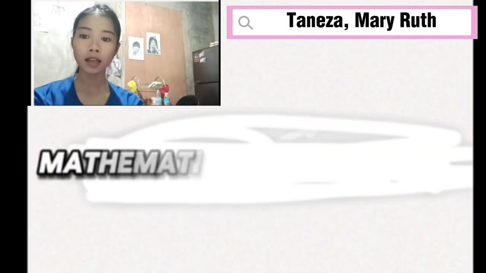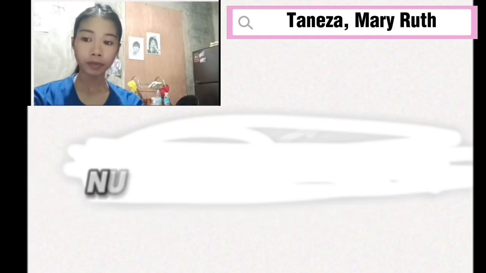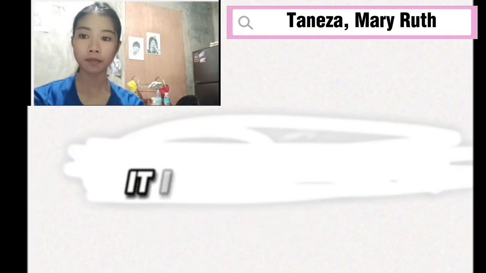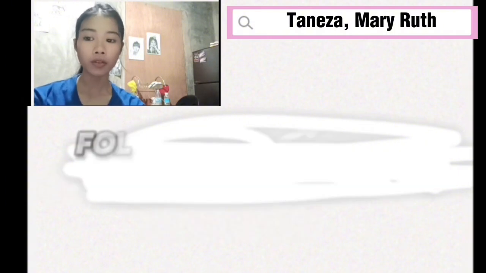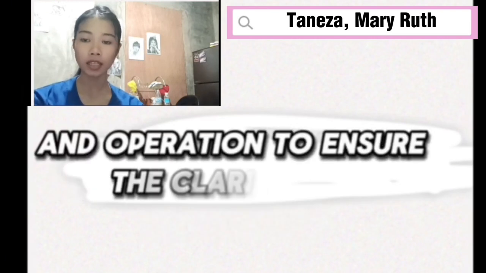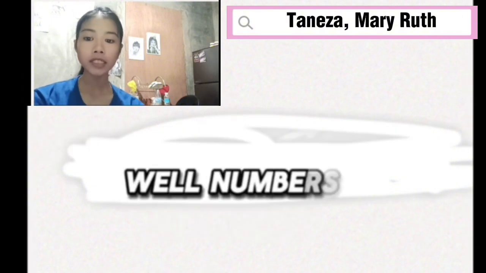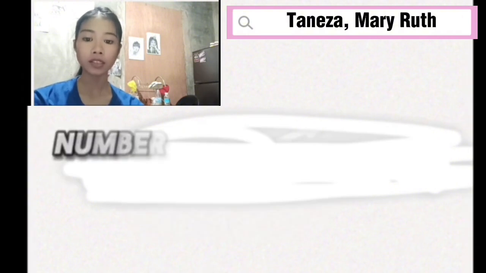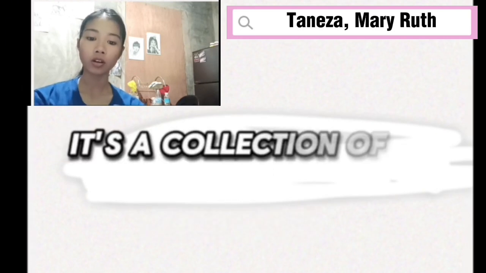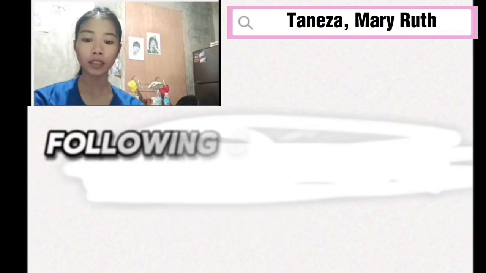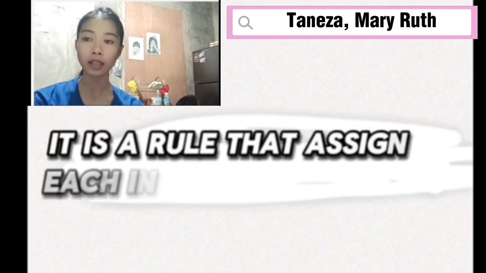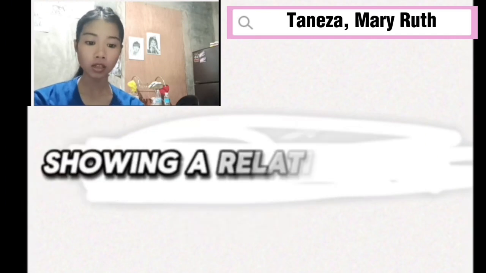Mathematics. Mathematical language is a system of symbols, numbers, and rules used to express relationships and solve problems. It is precise, concise, and universal, following a strict logical structure like expression, equation, and operation to ensure clarity and accuracy. Numbers are the foundation of mathematics; they represent values and quantities. A set is a collection of well-defined objects or numbers following clear rules and logic in mathematics. A function is a rule that assigns each input exactly one output, showing a relationship between values.